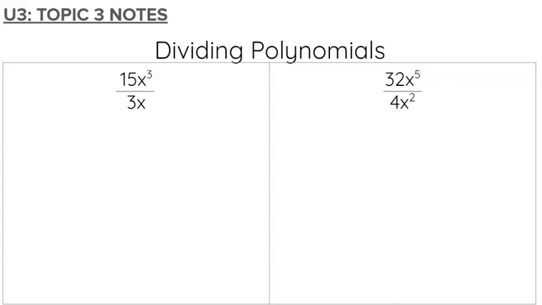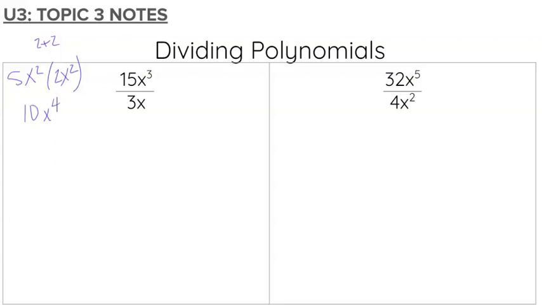So when we multiplied, if we did 5x squared times 2x squared, we did 5 times 2. And then we did x squared times x squared. And to get that answer, we did 2 plus 2. We added the exponents together, and we got x to the 4th power.